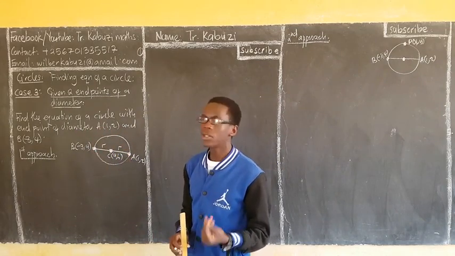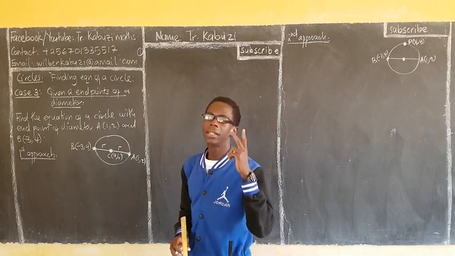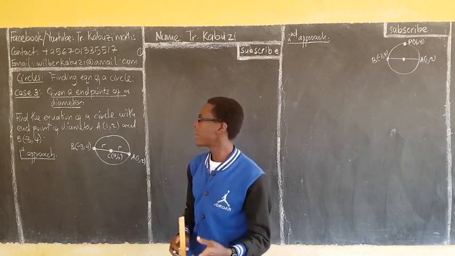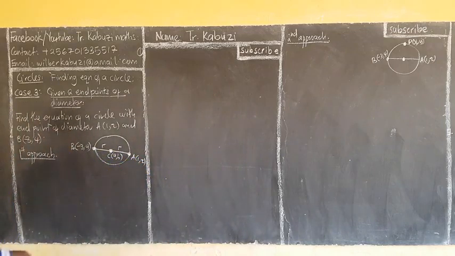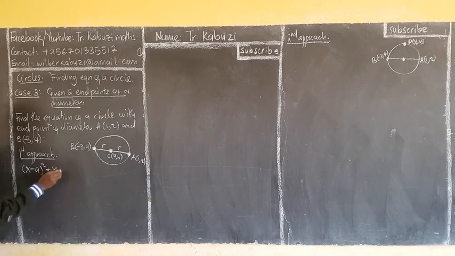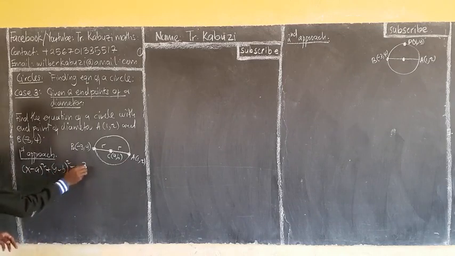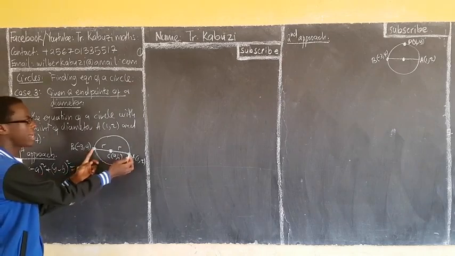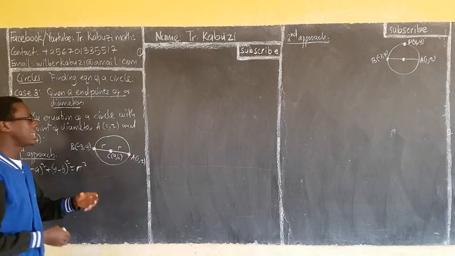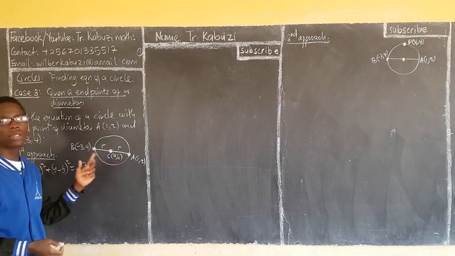Looking at the equation of a circle, we need basically two things: the radius and the center. The equation of the circle is (x minus a) squared plus (y minus b) squared equals r squared. So I need the radius and a and b. Because this is the diameter, the center is always in the middle of the diameter, so the center is the midpoint of the diameter.